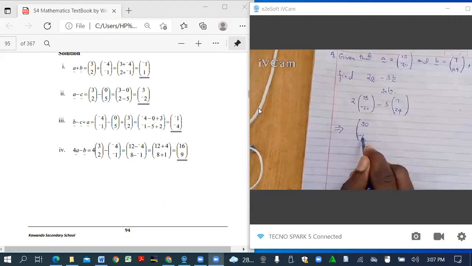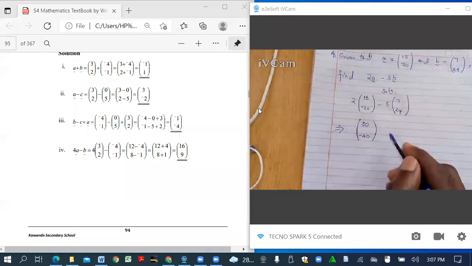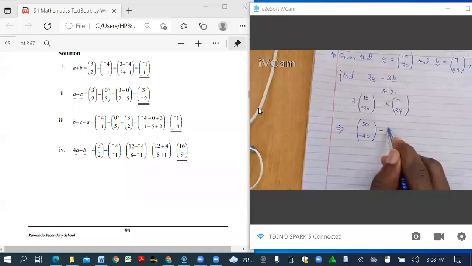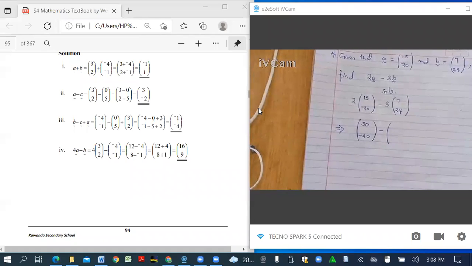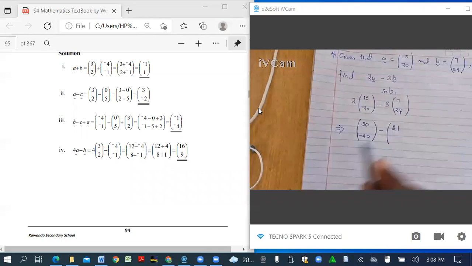Negative 40. Negative 40. Members, are you following Patricia? Yes. Good. Minus into brackets 21. 21. 72. 72. Yes, Patricia. Can I ask you? Yes. Why not putting negative 21 inside the bracket? Why not putting negative 21 or negative 72?